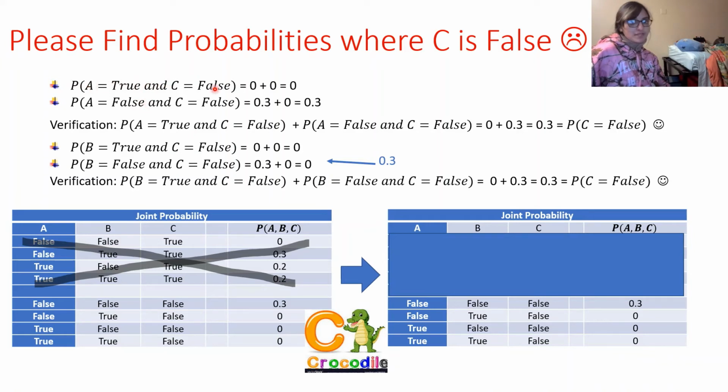So if we're looking at probability A is true and C is false, then we're going to have these values here. So ultimately what we will see here is that we're going to, pun intended, have the 0 plus the 0 here, which is just 0. That's what we get here.